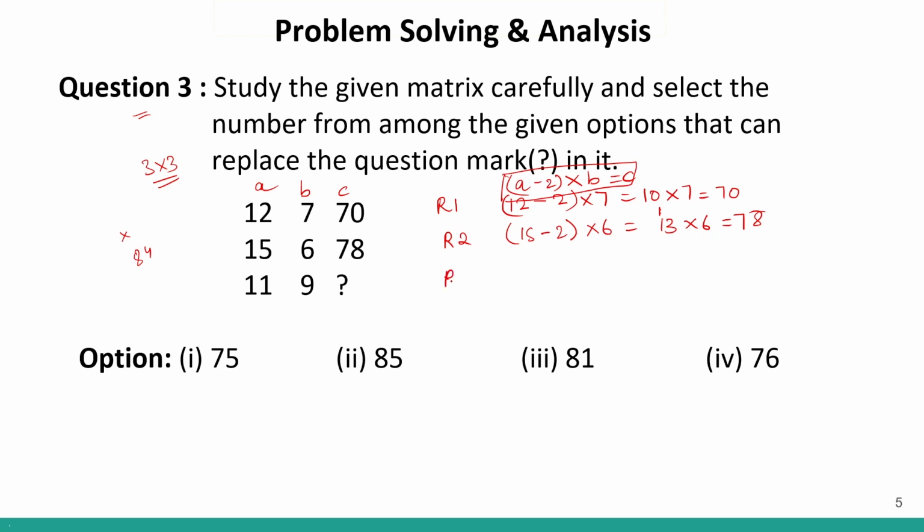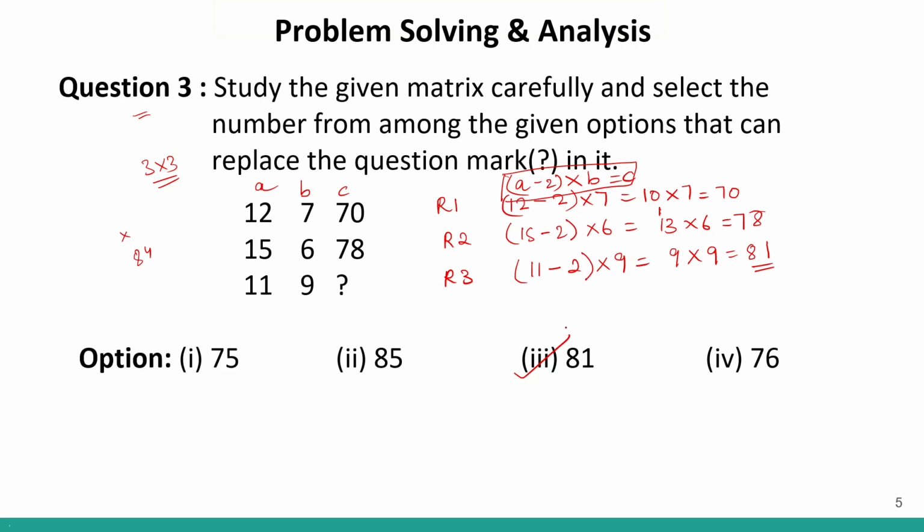Clear? Now let us see if it is true for row 3 as well. So row 3, A is 11, minus 2, into 9. So this will be 9. 9 into 9 is what? It is 81. Correct? So our answer will be option number 3, 81. So 81 is the correct answer to this question.